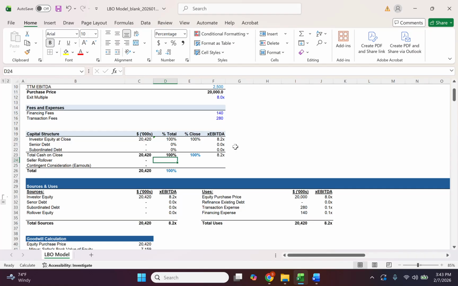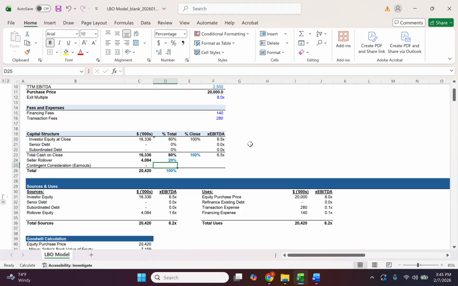So let's start with the seller rollover. From the SIM and the early diligence, there appears to be a key man dependency on the founder. Because of that, we believe a 20% rollover equity is appropriate. This is not just a negotiation lever, it's a risk management tool to ensure alignment post-close. So I'm entering 20%. Once I input that percentage, the model automatically calculates the dollar amount, which is just over $4 million. Remember, we are not paying cash for the rollover equity or the earnout. They are part of the enterprise value, but they're not cash uses at close.